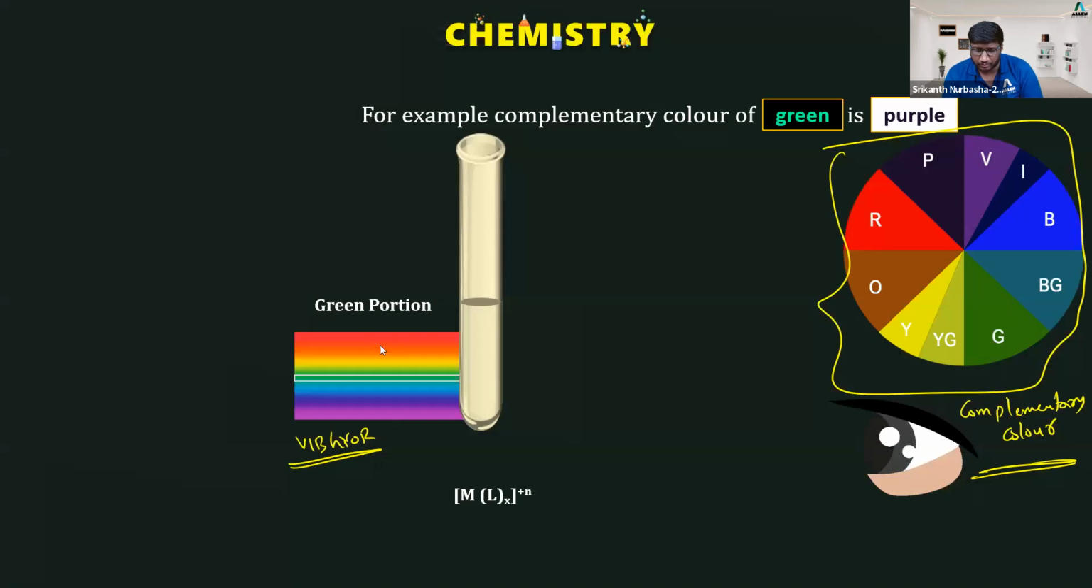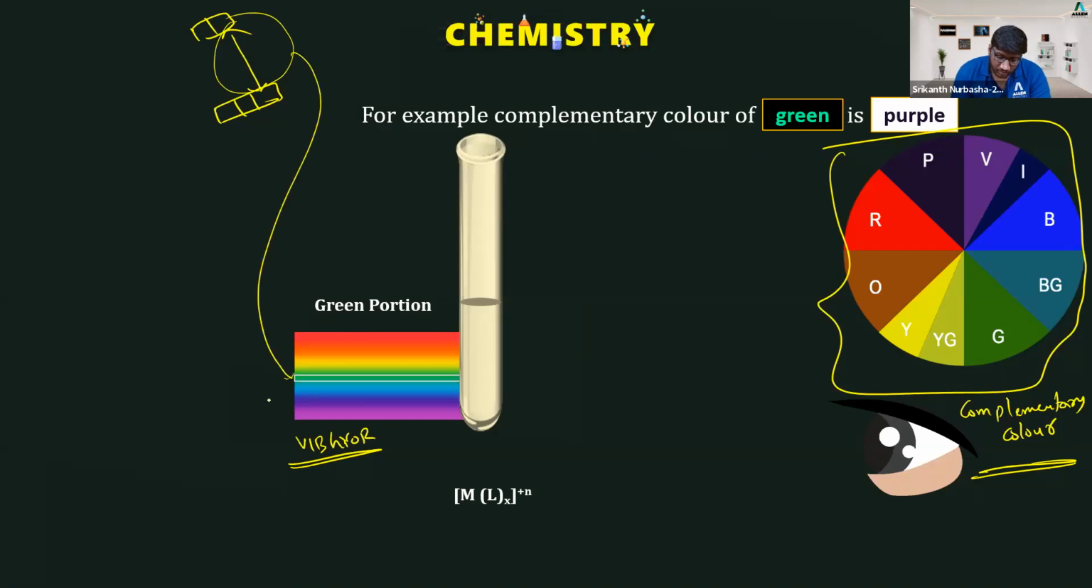You can question yourself. Because in this complex, you have some d orbitals which are split. Let us say this is an octahedral complex, ML6 to the power n+. So splitting happened into t2g and eg. There is some energy difference between t2g and eg. Let us say this energy difference corresponds to green color. So green color has been absorbed.